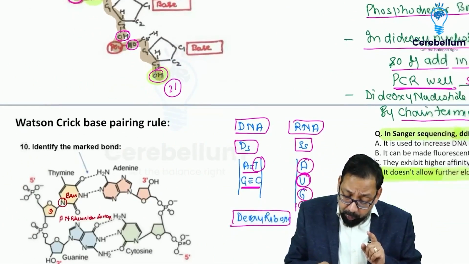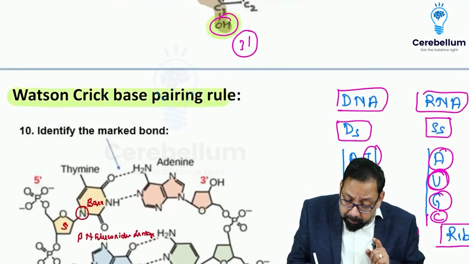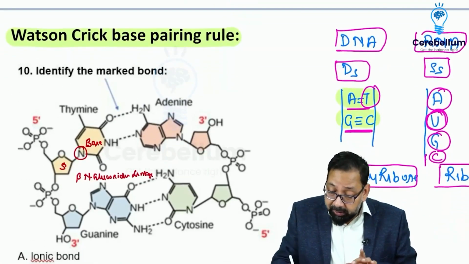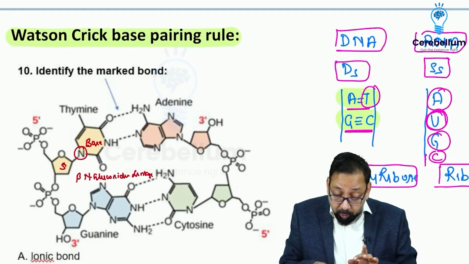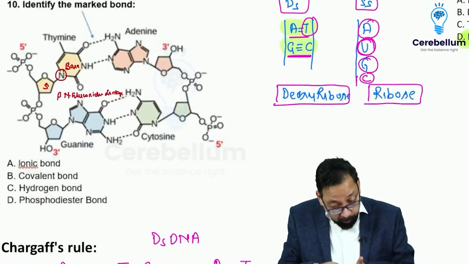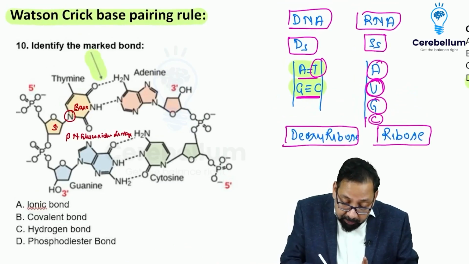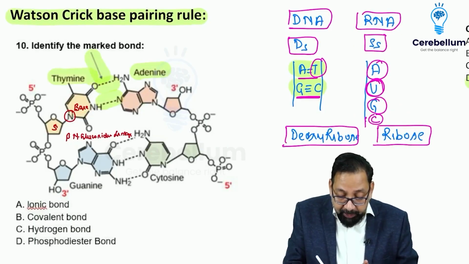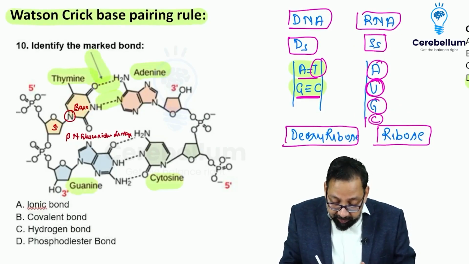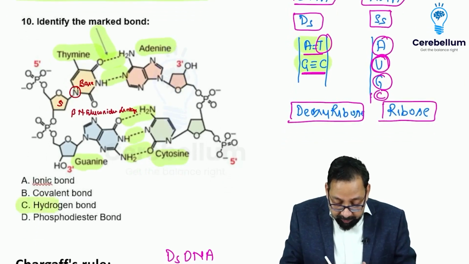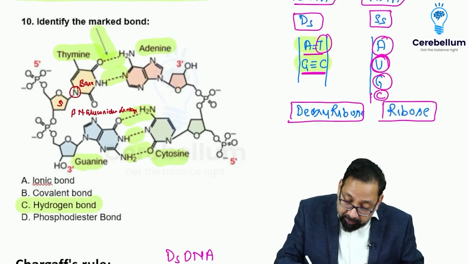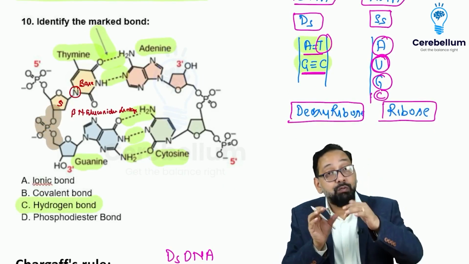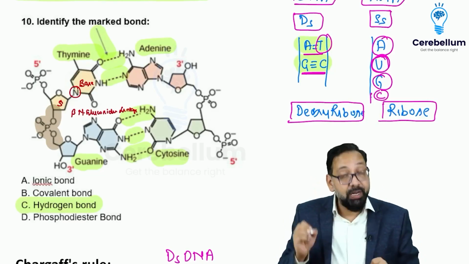I just told you the Watson and Crick base pairing rule. A binds with T by 2 hydrogen bonds, G binds with C by 3 hydrogen bonds. If they give this complicated structure and ask what the marked bond is, it is a hydrogen bond. Between AT, 2 hydrogen bonds; between GC, 3 hydrogen bonds. So the answer is hydrogen bond. If they ask what this bond is, where phosphate makes the bond, it is a phosphodiester bond.